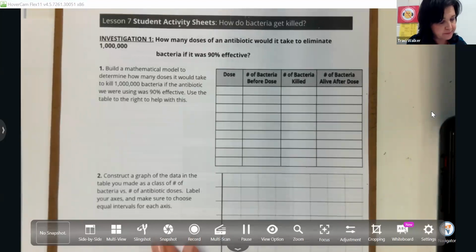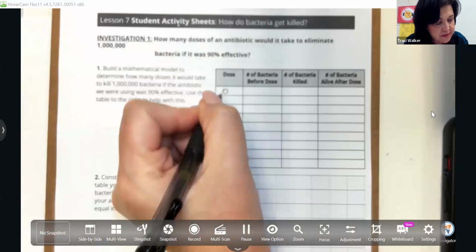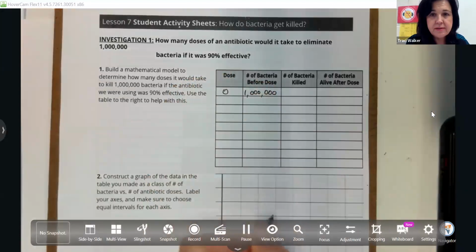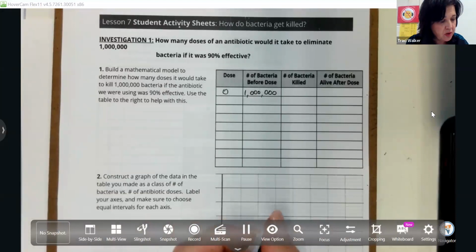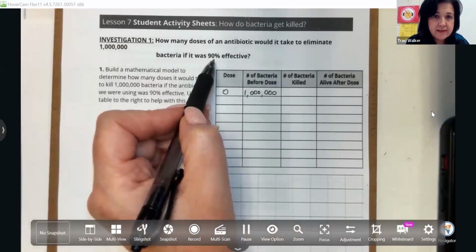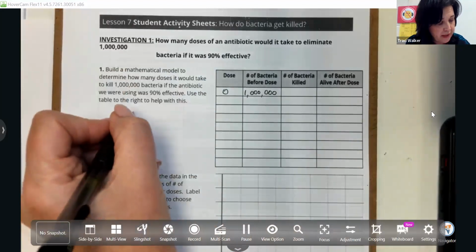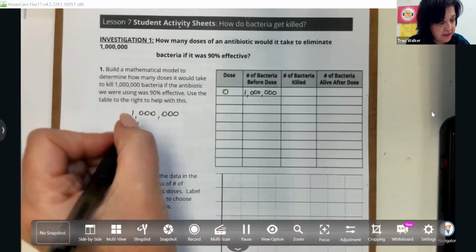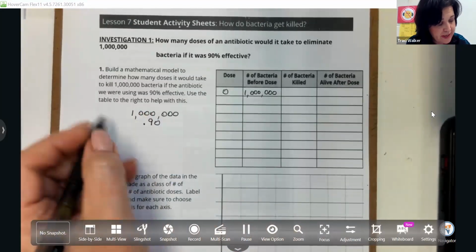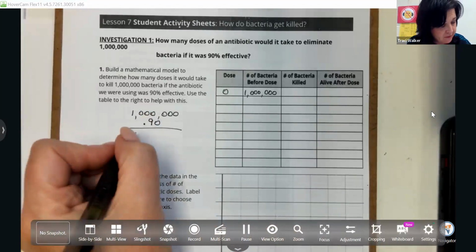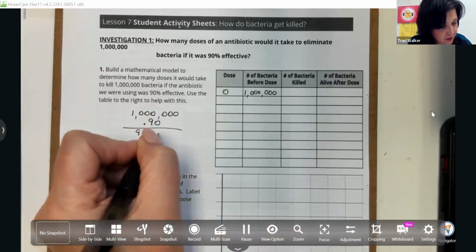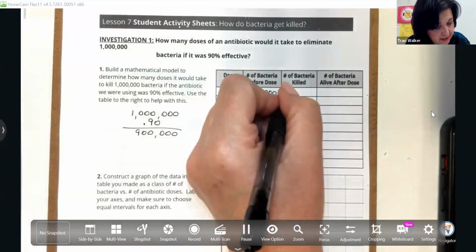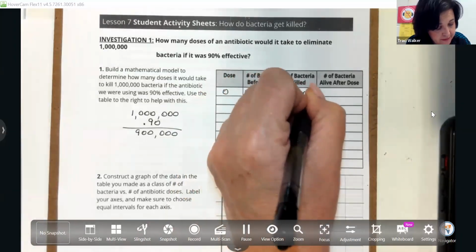So let's look at a model, a simplified model of what happens to the bacteria each time we take a dose of antibiotics. So at 0 doses, we have 1 million bacteria cells. Okay. We take an antibiotic that is 90% effective. So we are going to kill 90% of this million. So I'm going to multiply times 0.90, and that's going to give me 900,000 bacteria that we are going to kill. So we're going to kill 900,000 bacteria.